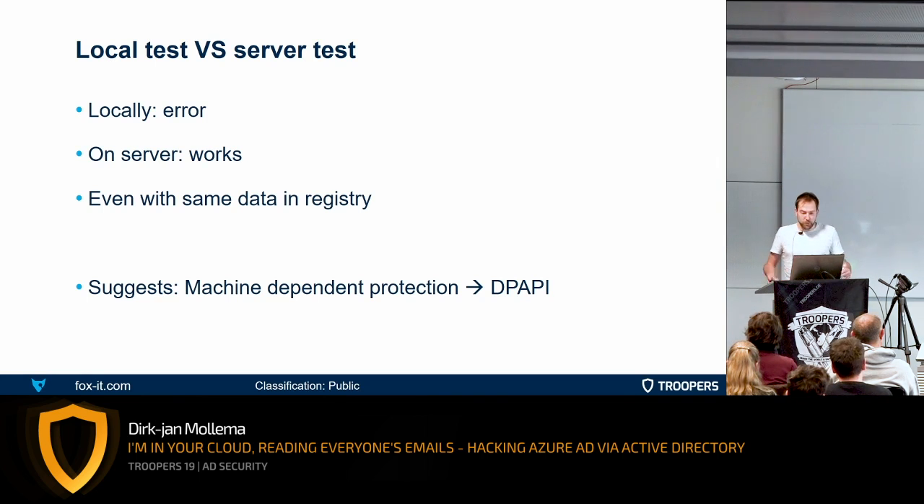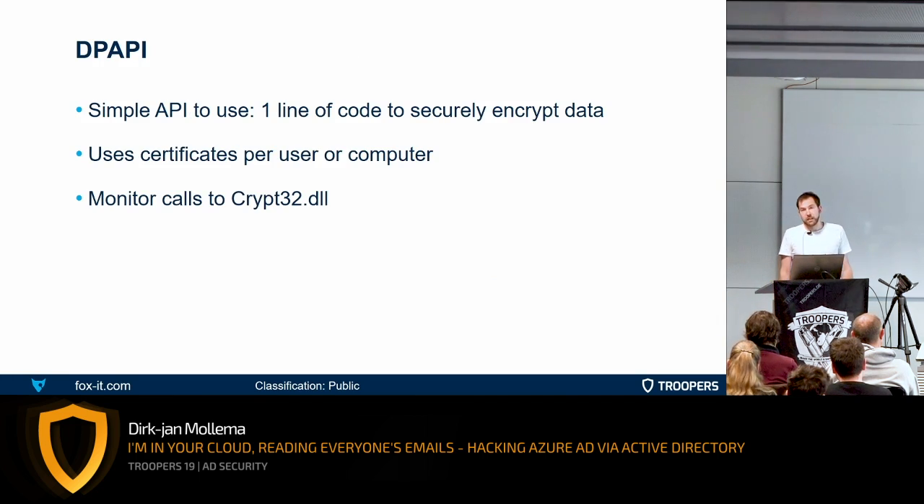And some of you may know about DPAPI. It does exactly this. If you're coding, it's quite a simple API to use. You just use one line of code. You say, okay, encrypt this data for me, and then it's encrypted. And you can tie that either to the account that you're running under, or you can tie it to the machine.